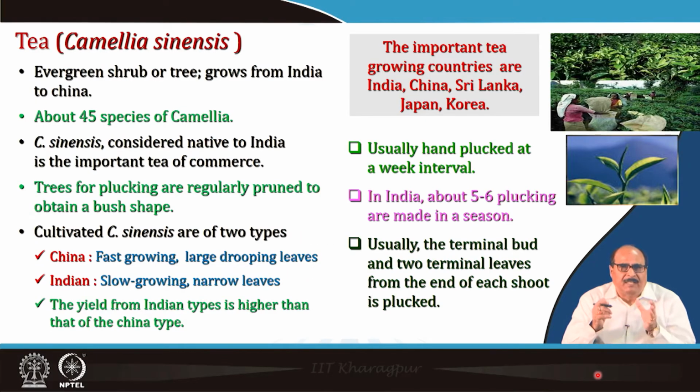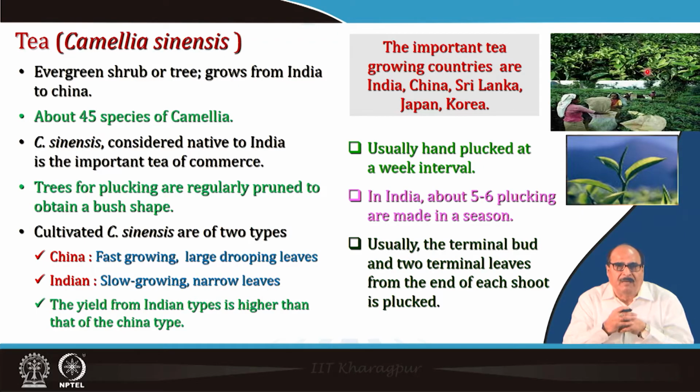So, let us see what tea is. The botanical name is Camellia sinensis. It is an evergreen shrub or tree which grows wild from India to China. About 45 species of Camellia are known, among which Camellia sinensis is considered native to India, and it is the important tea of commerce. The trees you can see here in the figure are regularly pruned in order to encourage more and more leaf production and to obtain a bush shape.